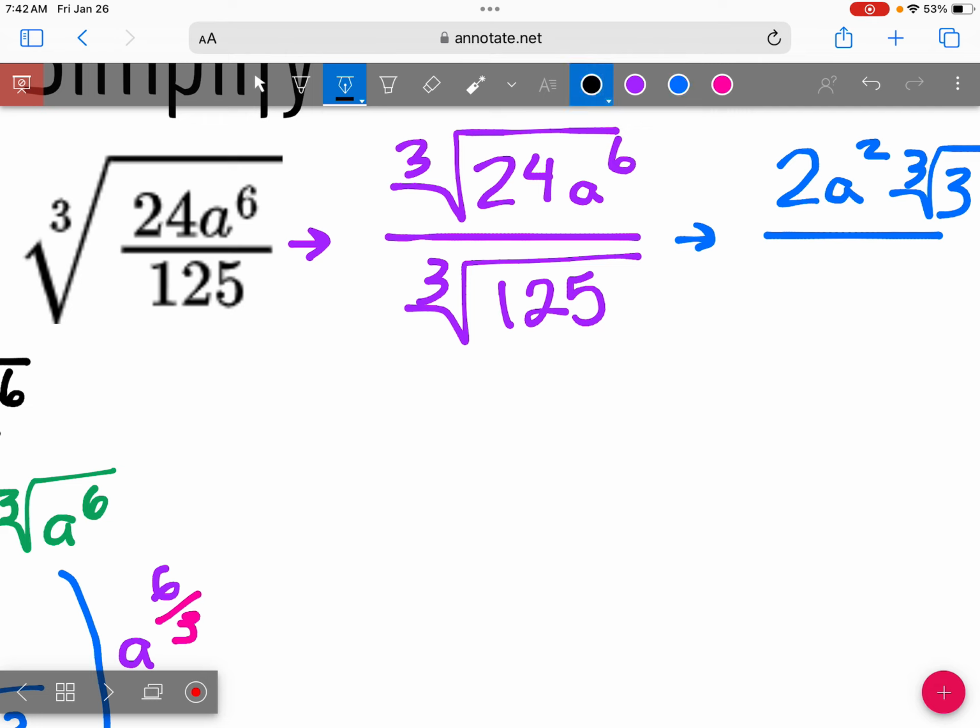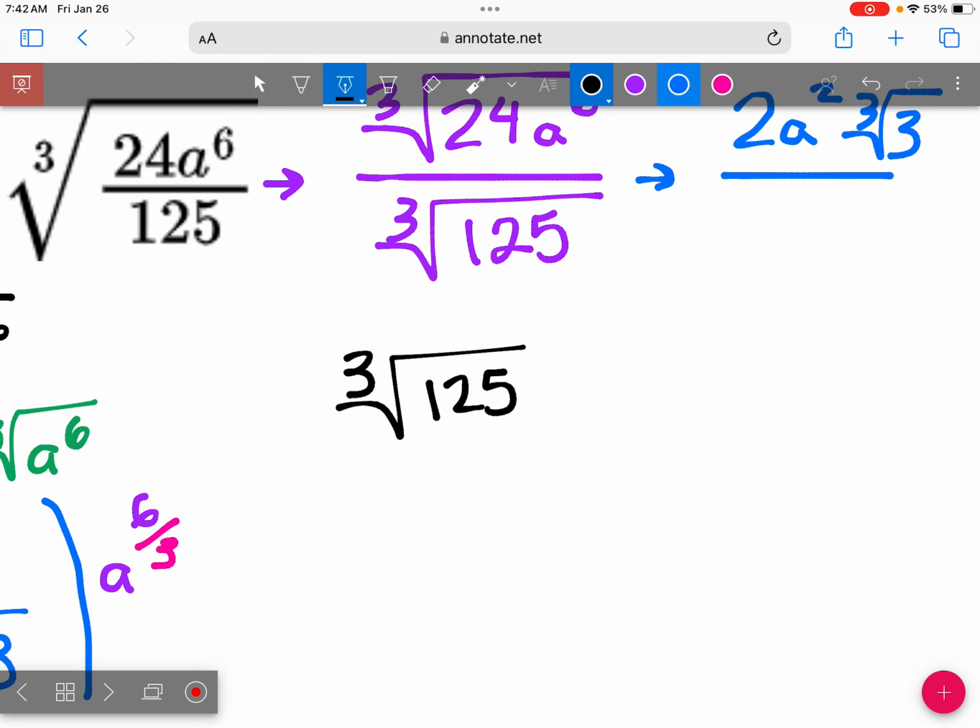Then we need to look at our denominator and simplify that. We need the cube root of 125. What's the cube root of 125? 5. It just straight up is 5. So our denominator is 5. Okay, so there's a lot of different pieces in these that we're going to be working with.